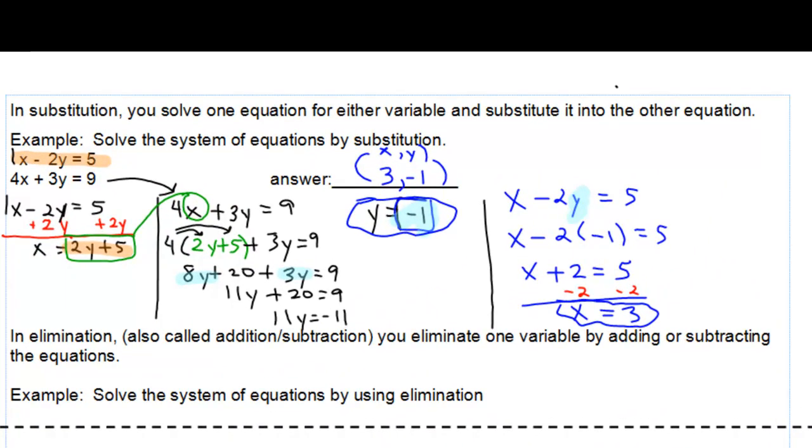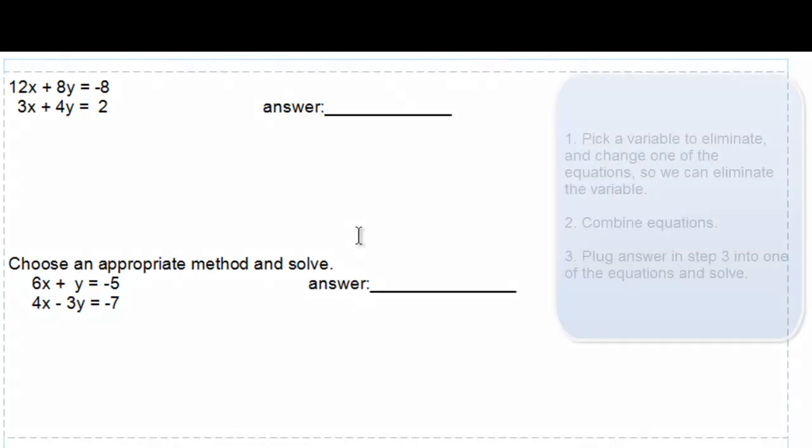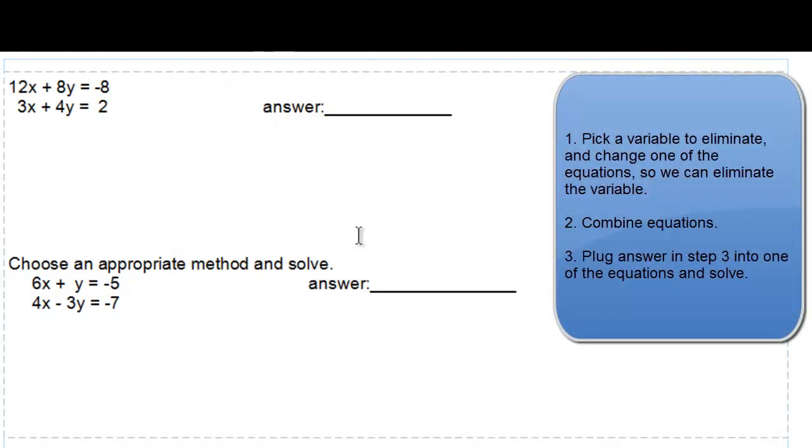We can also use elimination to solve for a system of equations. Elimination is also called addition and subtraction, and we can eliminate one variable by adding or subtracting the equations. So we're going to solve the system of equations by using elimination. So we pick a variable to eliminate. We combine the equations together, and then we plug the answer from step 2 into one of the equations and solve.